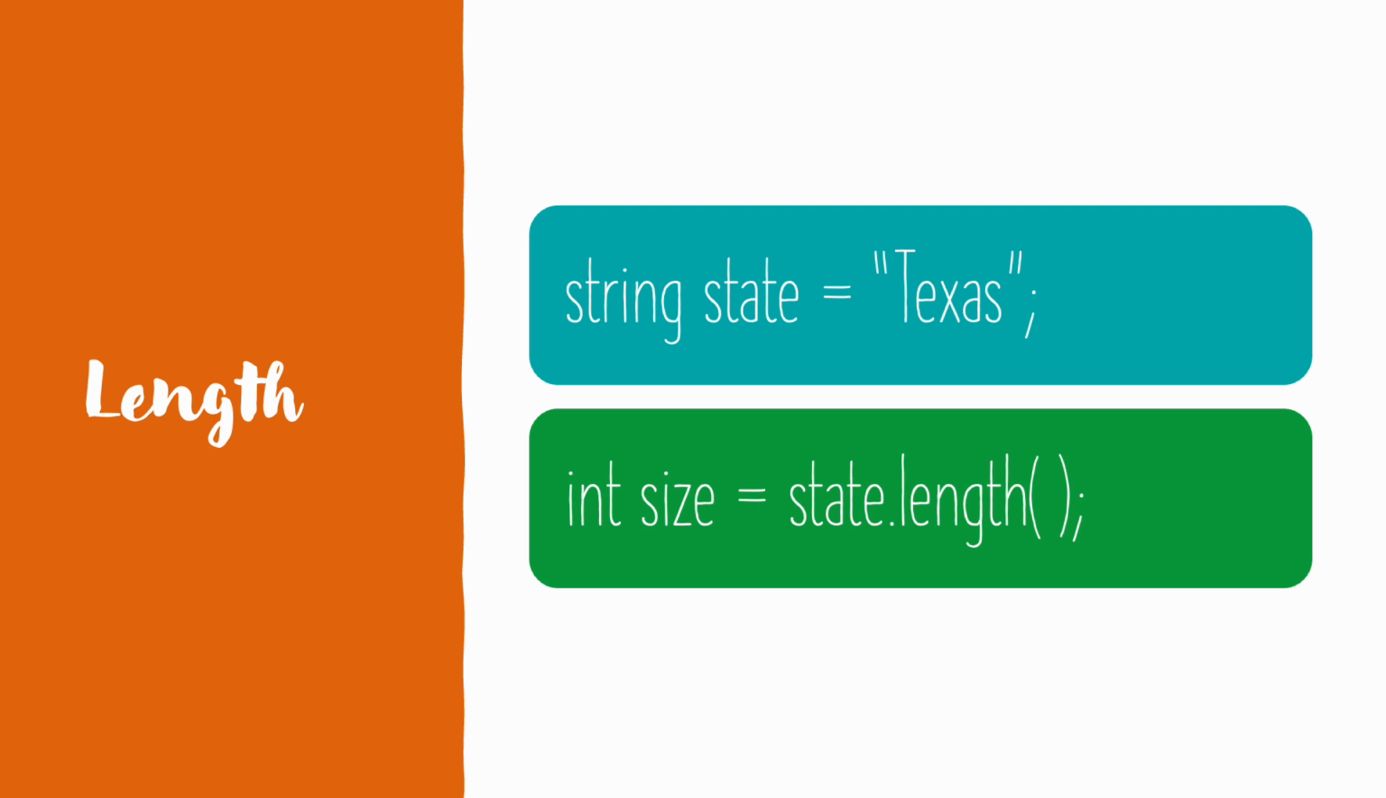Looking at the example on the screen, we know it's a member of the string since it's connected to the string with a period. We know it's a function because it has the opening and closing parentheses after it. The first statement creates a string object named state and initializes it with the string Texas. The second statement defines an int variable named size and initializes it with the length of the string in the state object. After this code executes, the size variable will now hold 5, which is the number of letters in Texas.